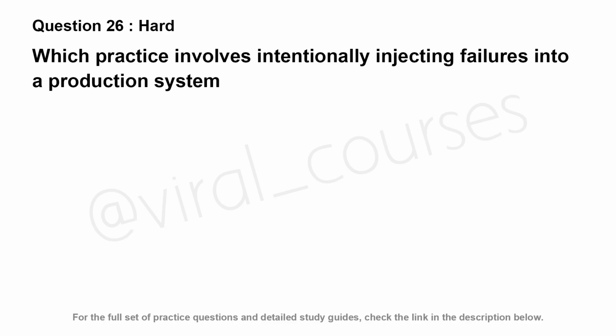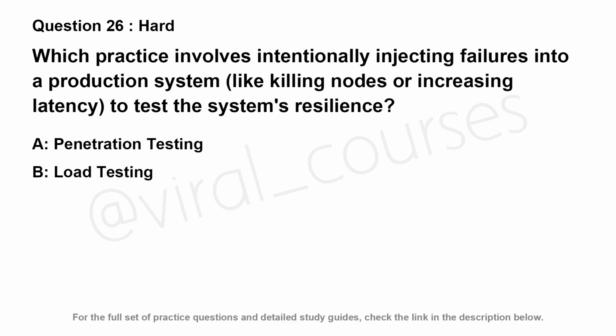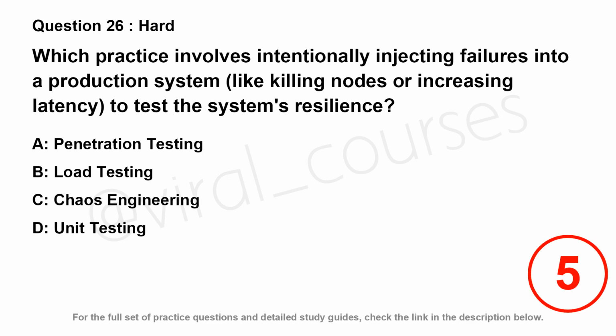Which practice involves intentionally injecting failures into a production system, like killing nodes or increasing latency, to test the system's resilience? Option A. Penetration testing. Option B. Load testing. Option C. Chaos engineering. Option D. Unit testing.